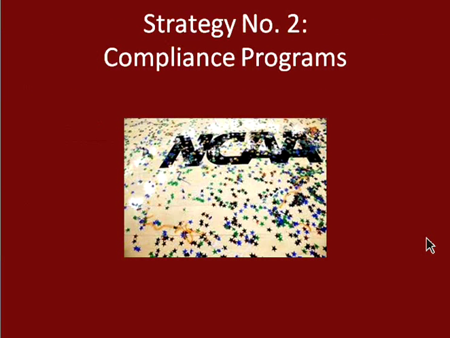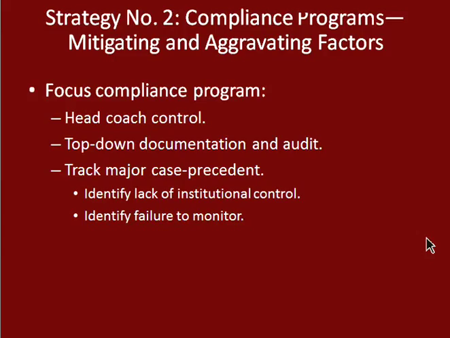Strategy number 2 covers compliance programs. And this is one of the proactive measures that we mentioned earlier that we're going to talk about. You should start thinking now about how you, as the institution, can revise your practices, policies, protocols, and procedures to be in the best position if an allegation occurs, especially from a level 1 or 2 nature. And we'll talk about some strategies in this section.